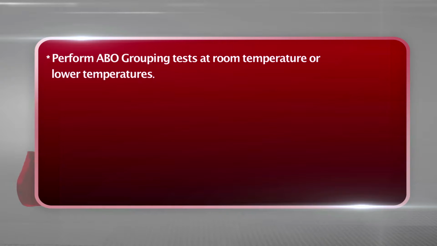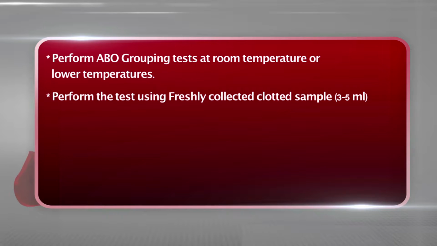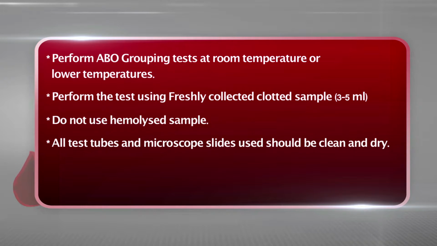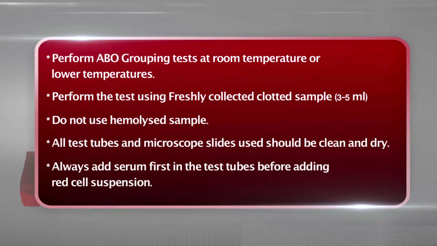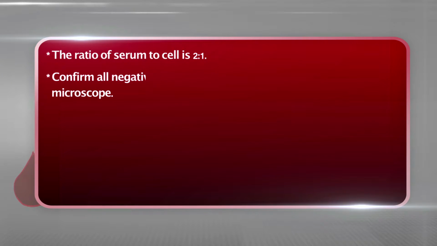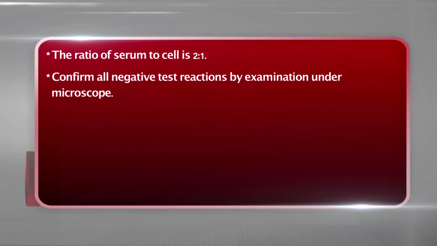Perform ABO grouping tests at room temperature or lower temperatures. Perform the test using freshly collected clotted sample 3 to 5 ml. Do not use hemolyzed sample. All test tubes and microscope slides used should be clean and dry. Always add serum to the test tubes first before adding red cell suspension. The ratio of serum to cell is 2 to 1. Confirm all negative test reactions by examination under microscope.